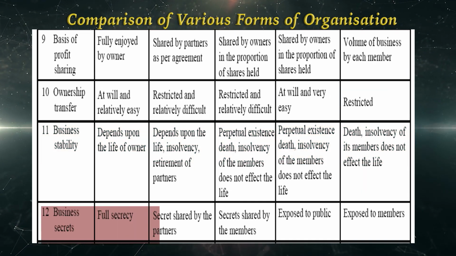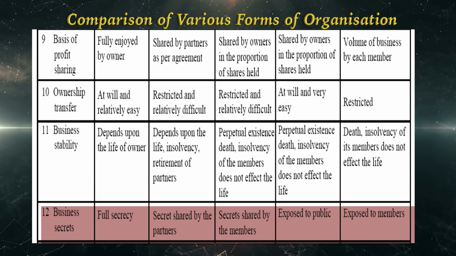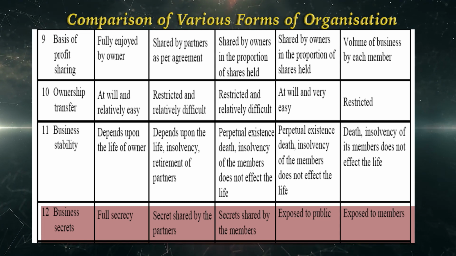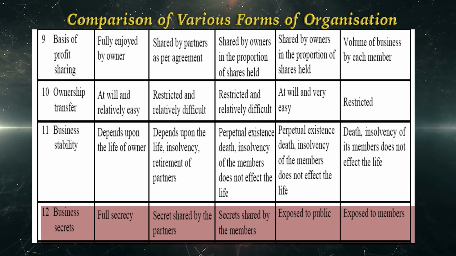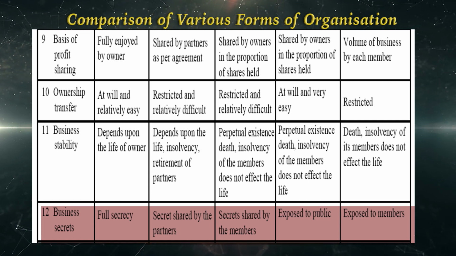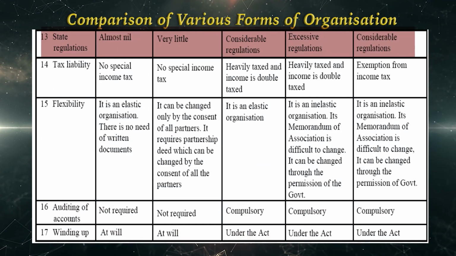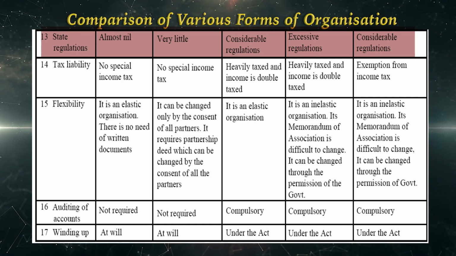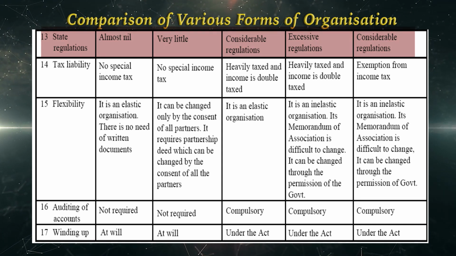As far as business secrets is concerned, there is full secrecy in sole proprietorship. It is secret, and that secrecy is shared by the partnership, and in the private limited company, secrets are shared by the members. In public limited company, it is exposed to public, and cooperative organization exposed to members. State regulations: almost nil in sole proprietorship, very little in partnership, considerable regulation in private company, excessive regulations in public company, considerable regulation in cooperative form of organization.